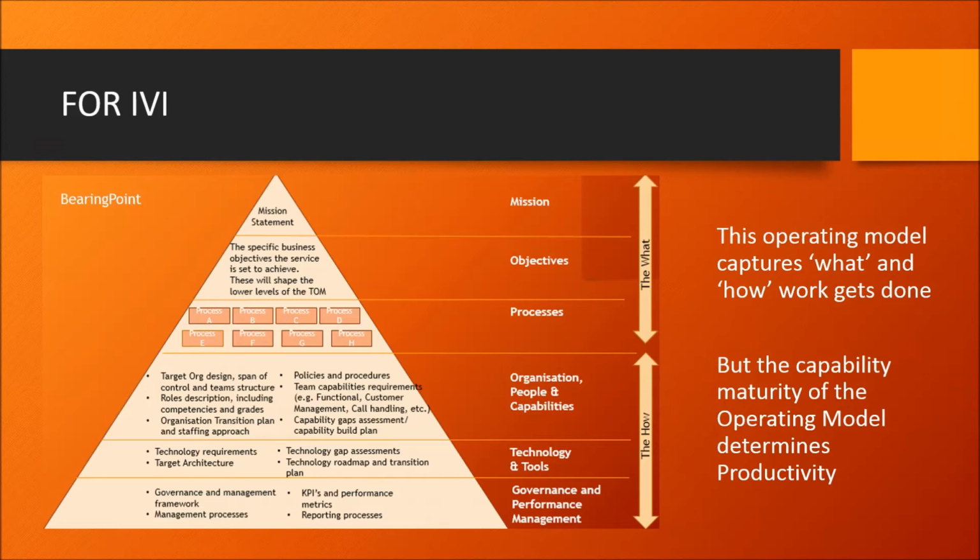So for us, within IVI, the concept of an operating model is essential. It really defines the what and the how things get done, the work that gets done in the organization. But we add another component to it ourselves, because just because an organization can define what needs to get done and how it gets done doesn't determine how good they are at it.